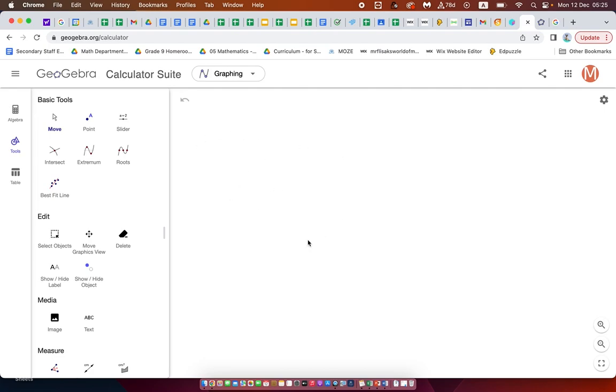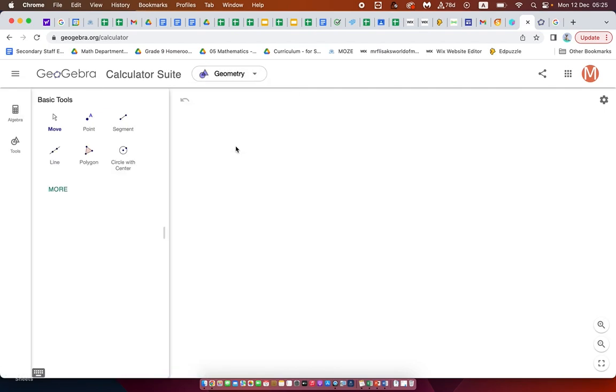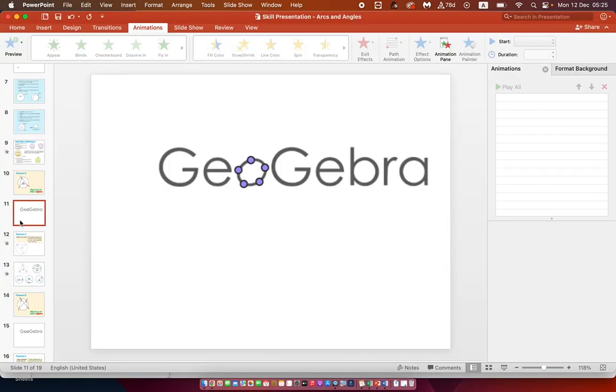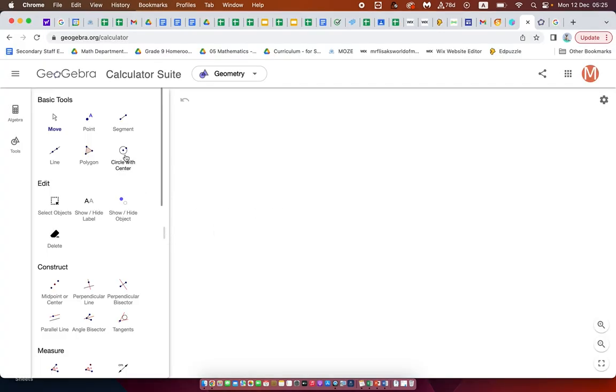Okay, remember when you go in GeoGebra, you're going to follow these steps as well to create your own diagram. Always when you get in, first select geometry. Okay, now we're going to do some constructions. I'm going to hit more here. And the relationship we're trying to show first is this one. We want to create a central angle and an inscribed angle. Okay, so let's begin with a circle.